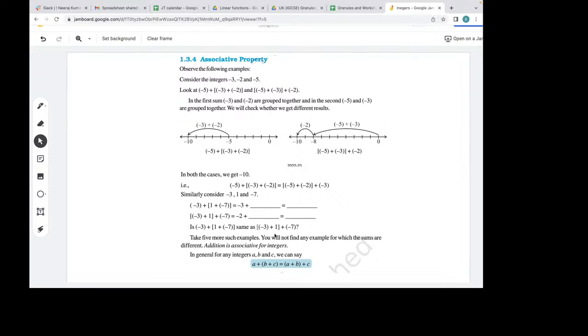You can take some more examples. Here are some examples given. You can solve them, and okay, let us solve them together. That is minus 3 plus 1 plus minus 7. Okay, let me try a different bracket for that. Okay, let's try to do this one.